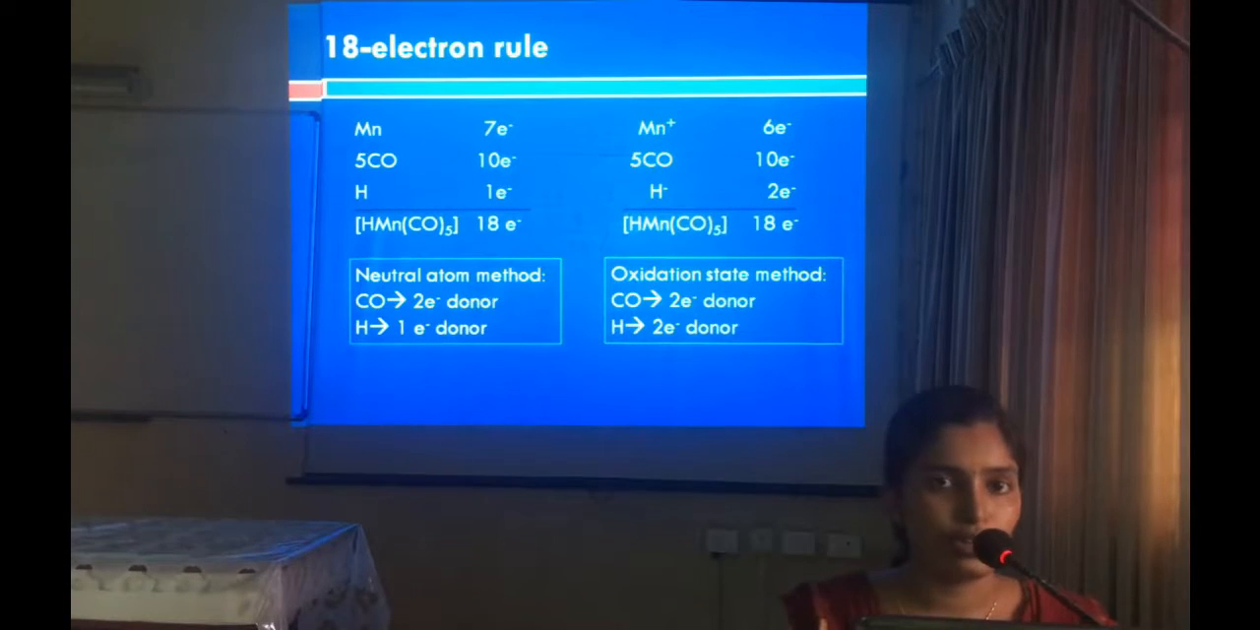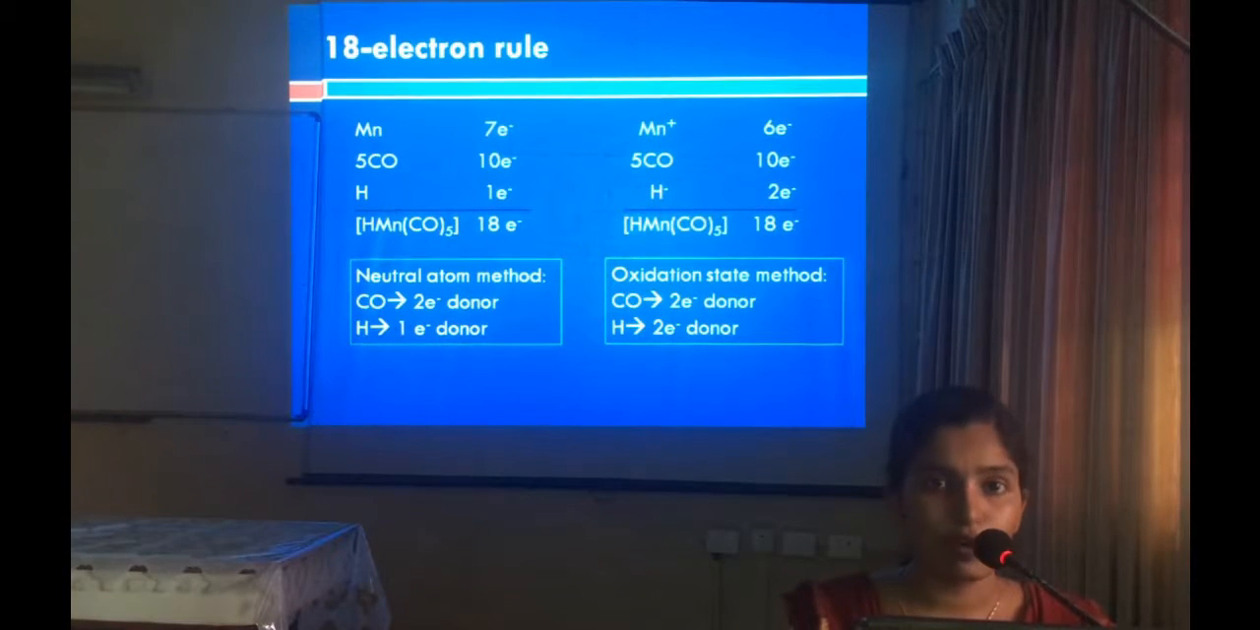And in the oxidation state method, first of all we have to assign the charge of the ligands, and we have to find out the oxidation state of the metal. Here the metal is present in the +1 oxidation state. Correspondingly, there will be only 6 electrons present on the Mn+. The 5 carbonyls will donate 10 electrons, and here the hydrogen is present as a hydride ion, and hence it can act as a 2 electron donor. So if you take the total electron count, here also we get 18 electrons.